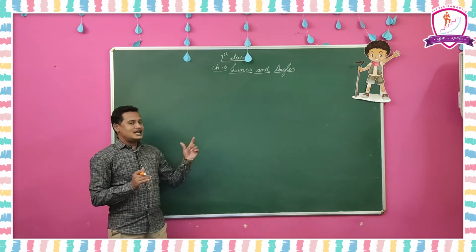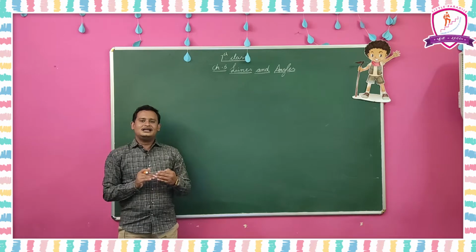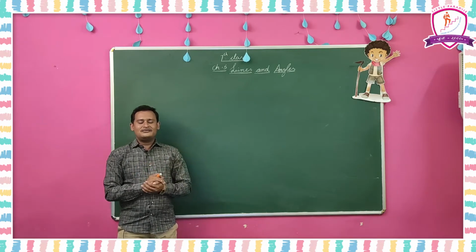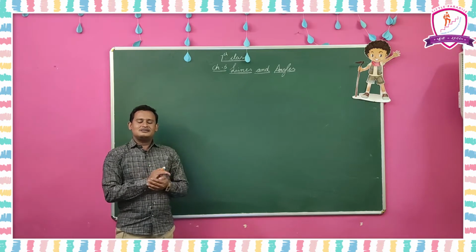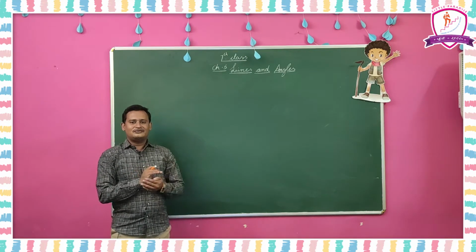Today we are going to discuss chapter 5, lines and angles. In this chapter we have to recollect some basic concepts of lines and angles. So what are the basic concepts? First we have to recollect the point.